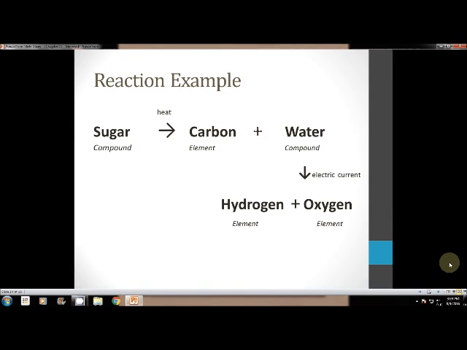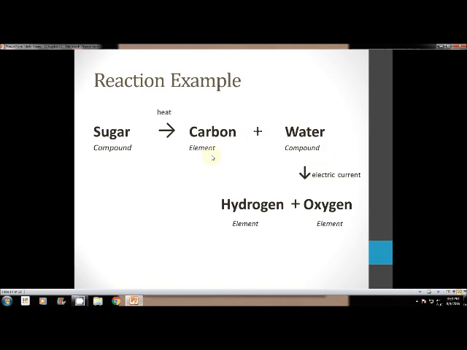This is an example of a reaction. We talked about chemical reactions a little bit in video number 1, where this is just an example. If we take sugar, and sugar is a compound, and we heat it up, so that means it's going to have a chemical reaction happening, so that's why there's the arrow. Sugar turns into carbon, which is an element, and water, which is a compound.